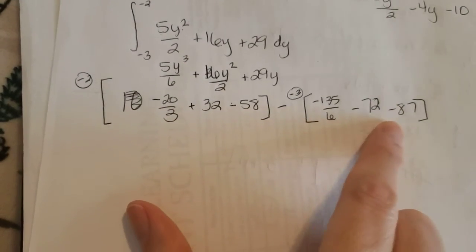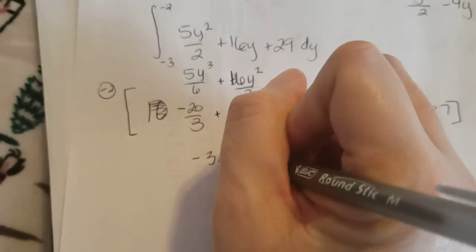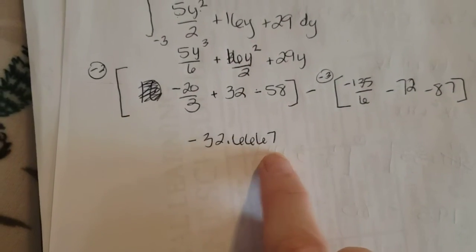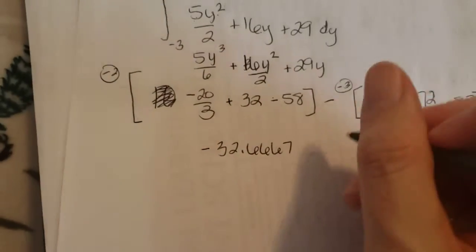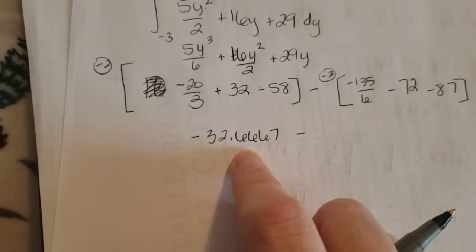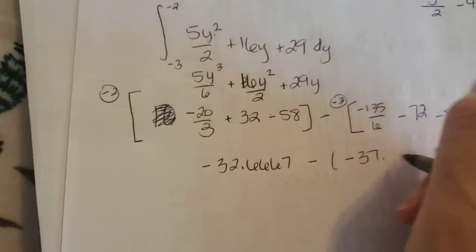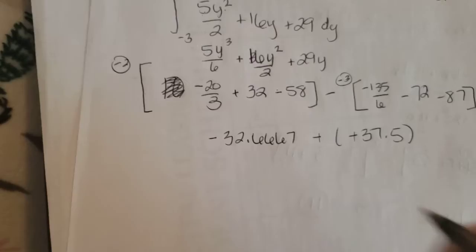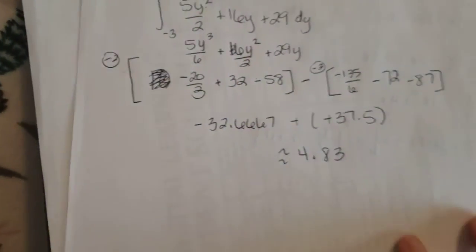So if I just went and put all of this stuff in my calculator, on this side I get -32.6667. Notice I didn't round yet. I don't want to round too much because it was just 0.6 repeating, and I want to get a more accurate answer. So then this over here is negative 37.5. So that is like adding 37.5. And so when you add those things, what you get is approximately 4.83.